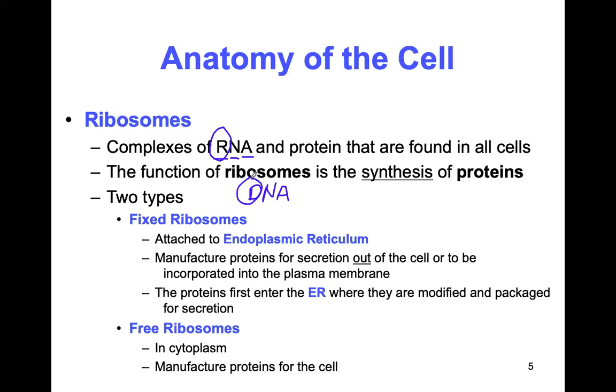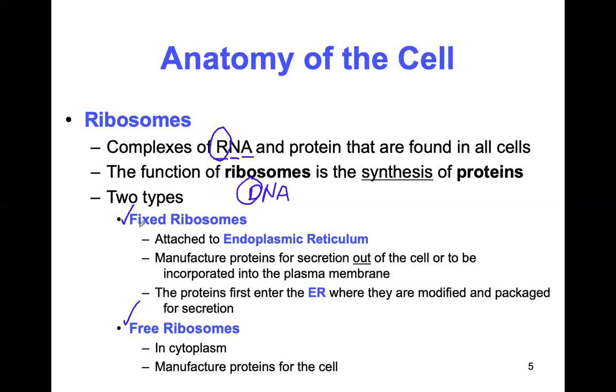Now, remember in the picture in the earlier video, we were looking at ribosomes as those small white speckled dots, and we said that they can be free ribosomes or they can be fixed ribosomes. Free means they're floating free within the cytoplasm, and they can manufacture protein for the cell. Remember, ribosomes synthesize proteins. If they're free ribosomes, which means they're in the cytoplasm of the cell, they can make proteins that are used for the cell.